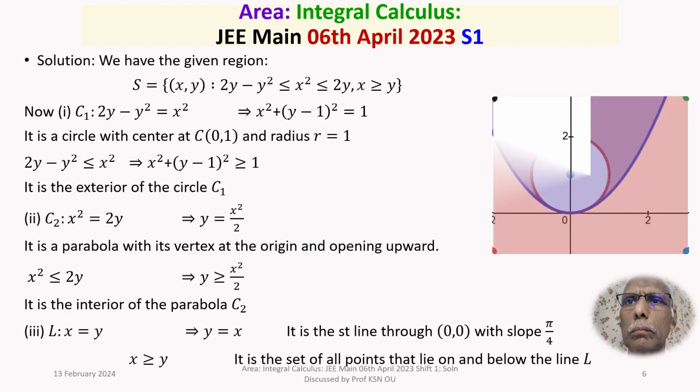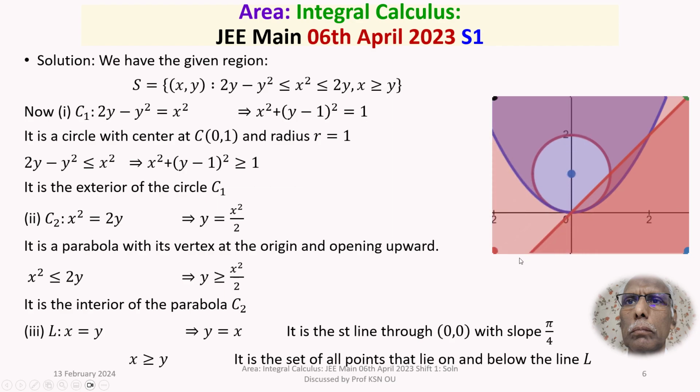So this is outside C1 and inside C2. This portion is the shaded portion. Right. And let's bring the line L also. The line L. So now the line L is also there.